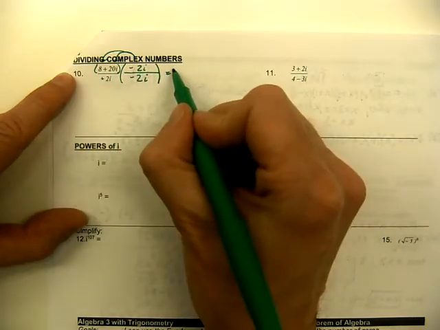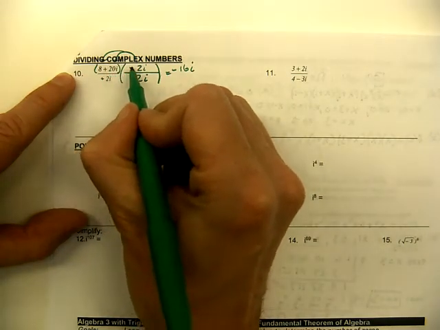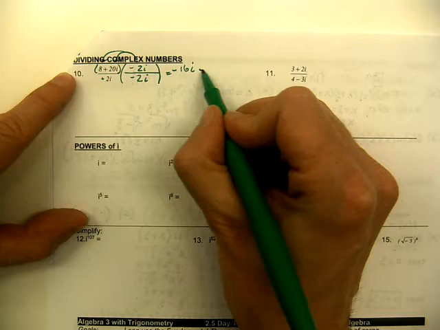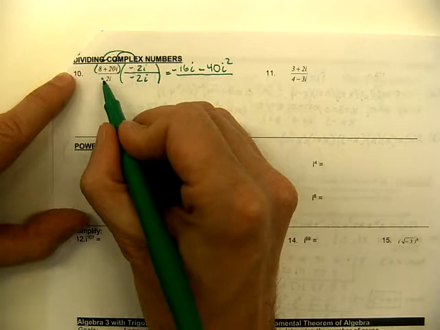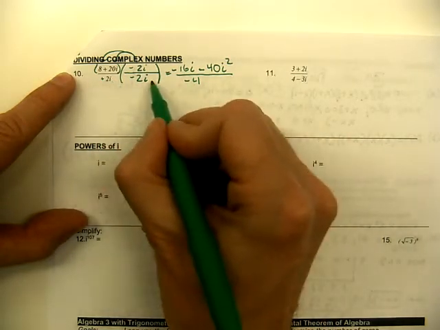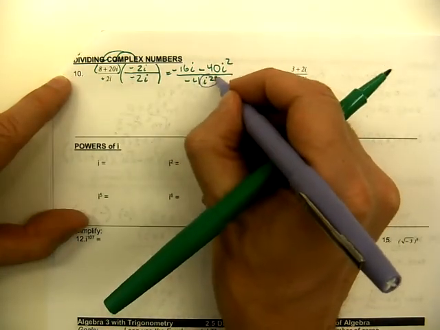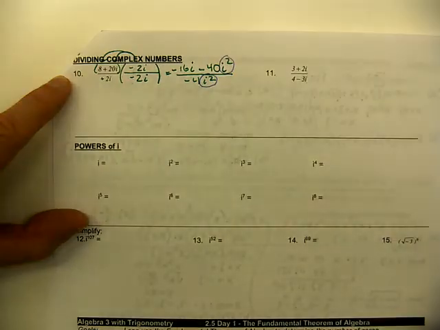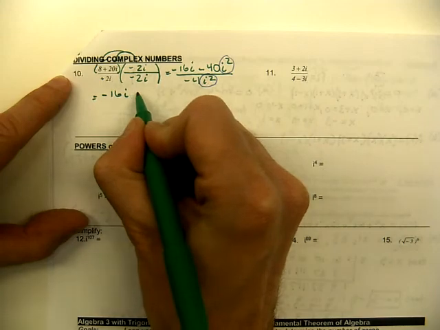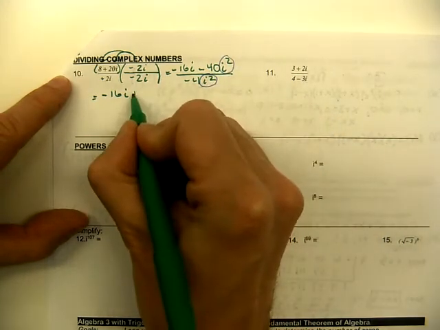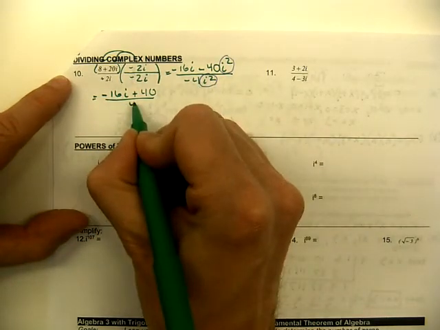8 times that negative 2i is a negative 16i. And then 20i times a negative 2i, that'll give us a negative 40i squared. And on the bottom, 2 times negative 2 is negative 4, and i times i is i squared. And so notice the imaginaries are going to disappear because in each case that i squared is replaced by a negative 1. So negative 16i, that's a negative 1 times a negative 40, so that's a positive 40. And on the bottom you have a negative 4 times a negative 1, so that's a positive 4.